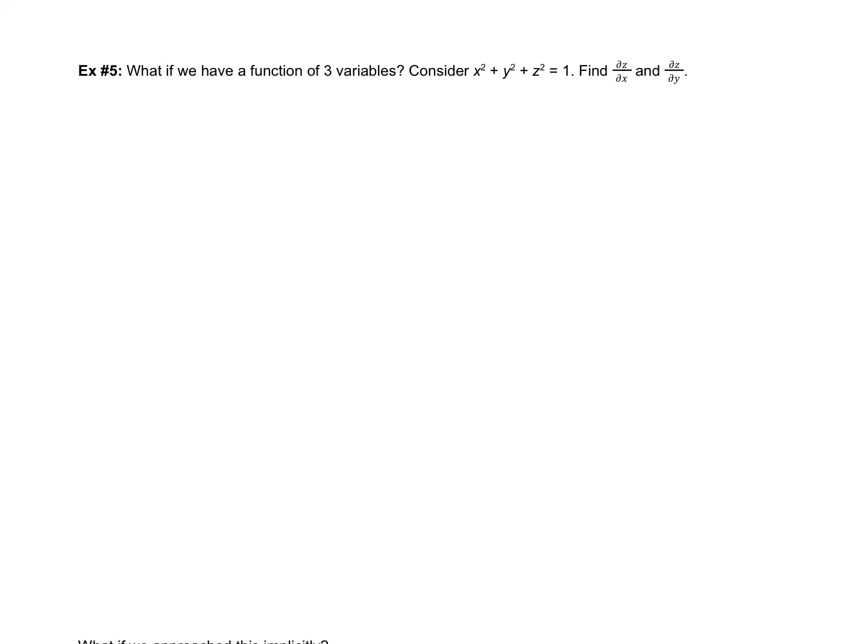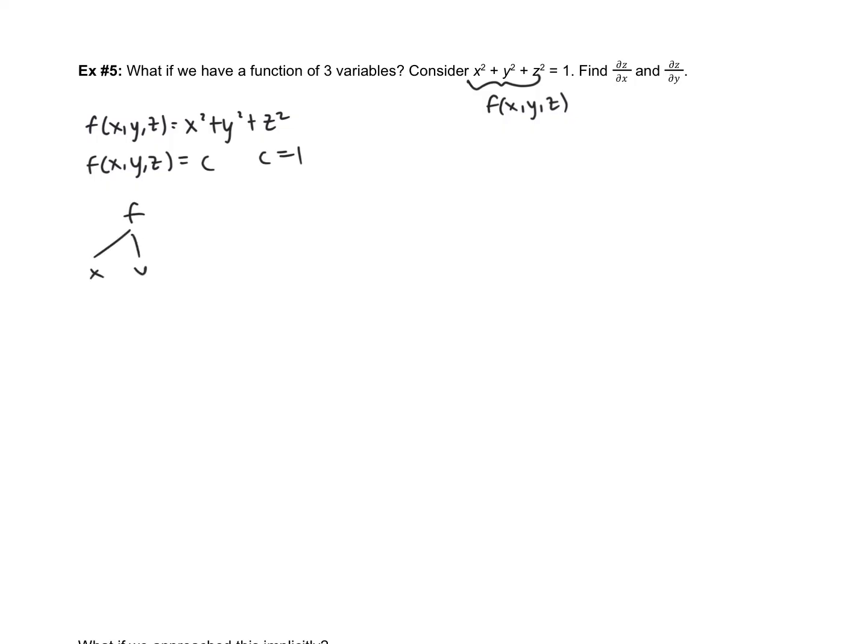Okay, so we're going to approach this the same way that we did before. This all I'm going to call f of x, y, z. So now I have my function of x, y, z is equal to x squared add y squared add z squared. And I'm setting that function equal to c, c being 1 in this case. If I have a tree diagram, I have f in terms of x, y, and z. And z I'm going to define in terms of x and y, since those are my 2 independent variables.